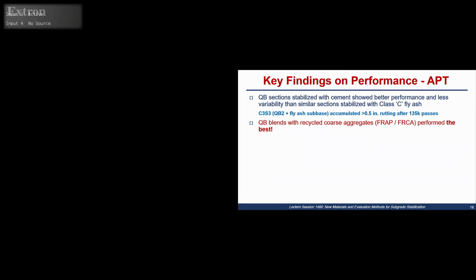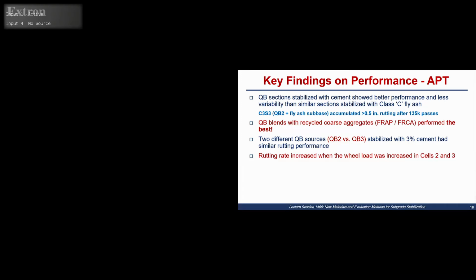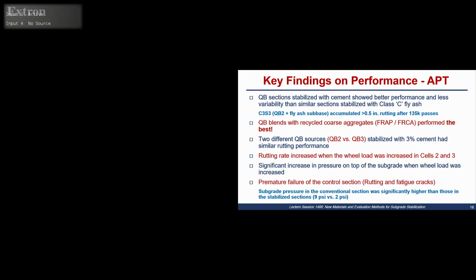The ones that had recycled coarse aggregates, WRAP and RCA, performed the best out of all the test sections. We tested two QB sources, cell 2 section 4 and cell 3 section 1. Those had fairly similar performance in rutting, so in this study in particular, we didn't see a big difference in rutting performance between the two sources of aggregates. I already talked about how the rutting rate increased when the wheel load was increased, and there was also an increase in pressure when the wheel load was increased.